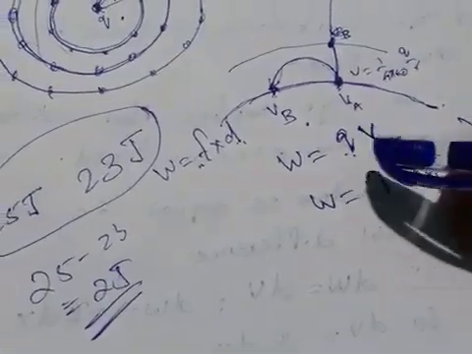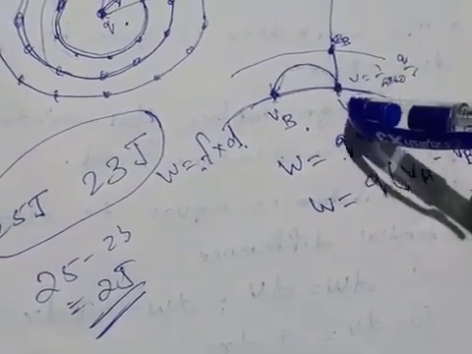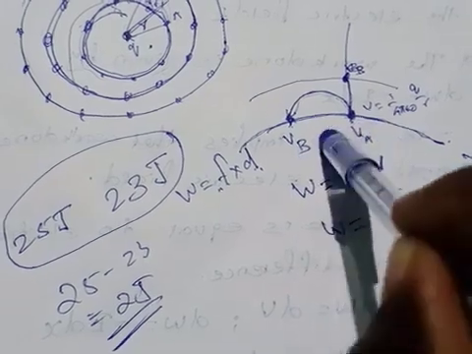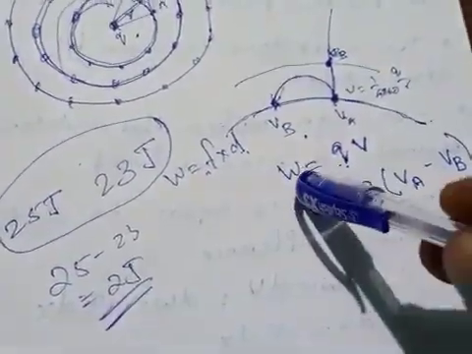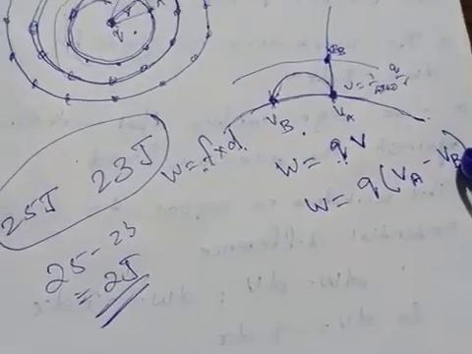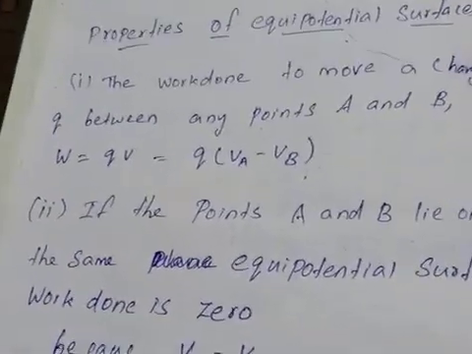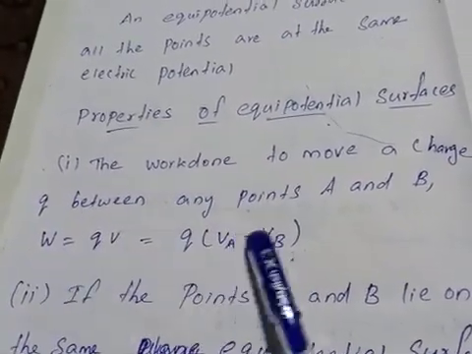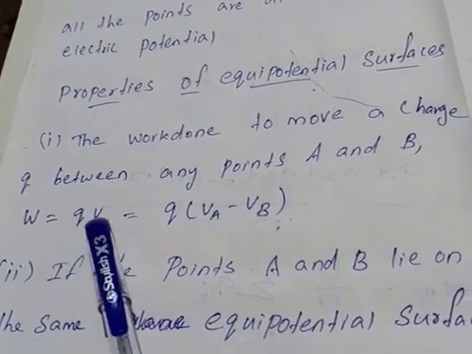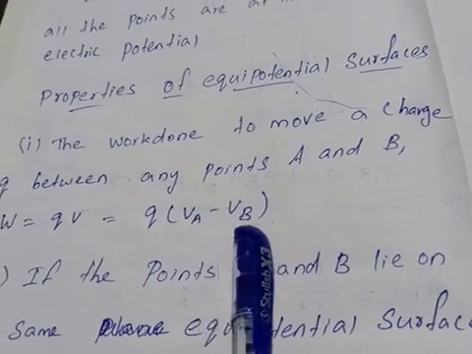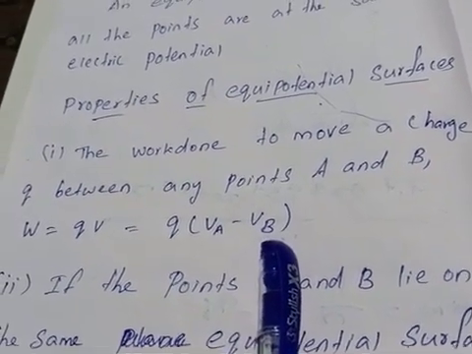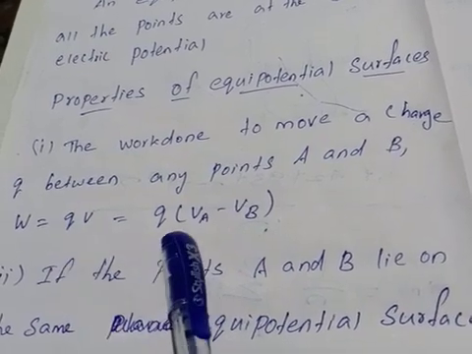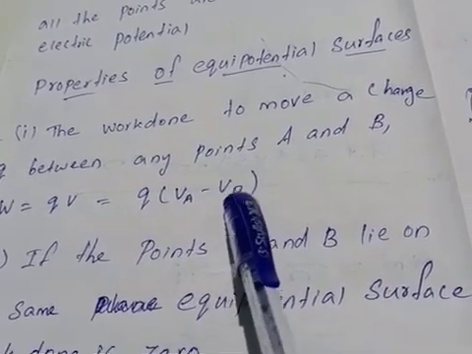That is what here we did: some work to move a point charge from one place to another place, or between 2 points, that is W is equal to Q into VA minus VB. So that is the first property of an equipotential surface. The work done to move a charge Q between any points A and B is W is equal to QV. You can write it as Q into VA minus VB. Understand the first property?